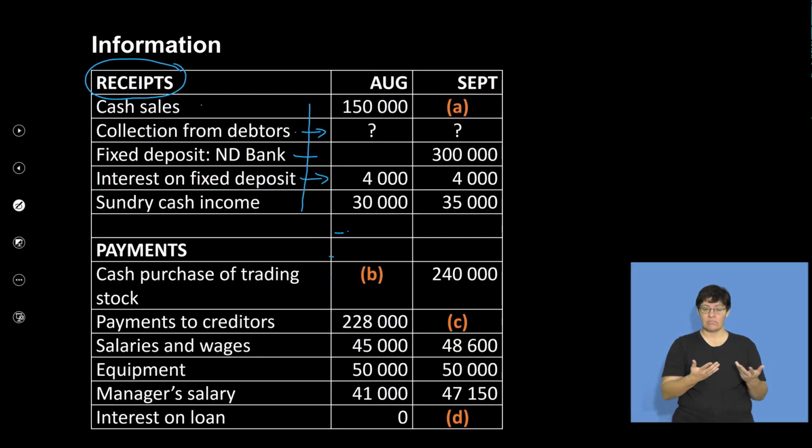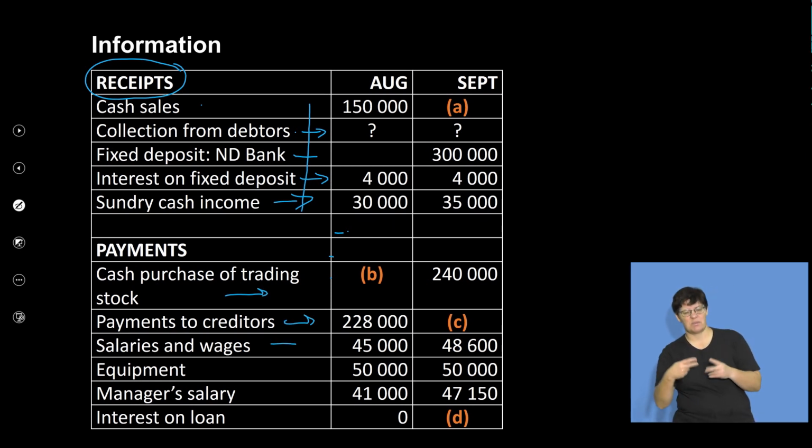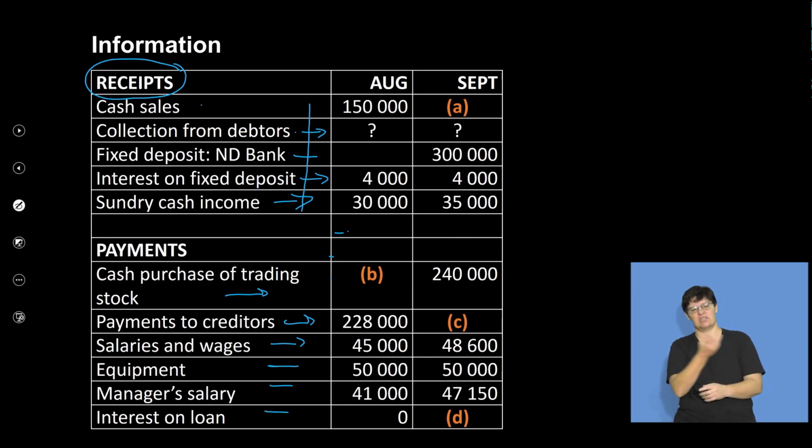Okay, then we have interest on the fixed deposit, and then you have sundry cash income. Under payments, you've got cash purchase of trading stock, payments to creditors, salaries and wages, equipment, manager's salary, interest on loan. Okay, so this is just an extract of the cash budget. What are we expected to calculate? Firstly, the cash sales for September. What information do we have?